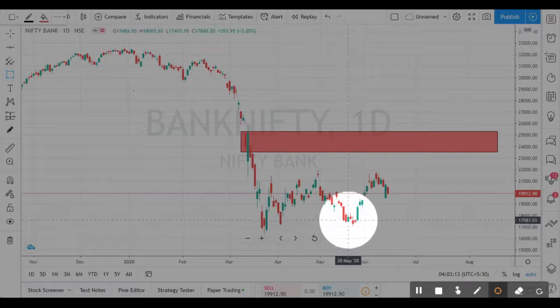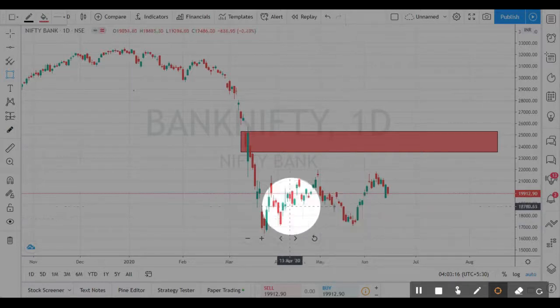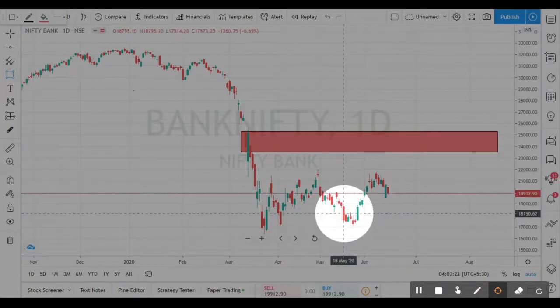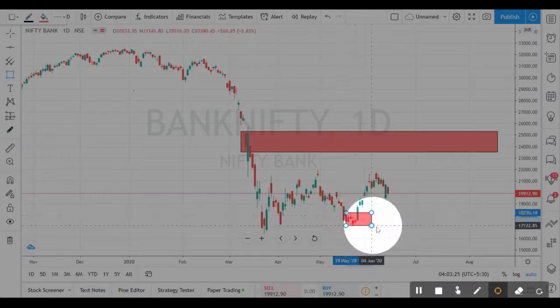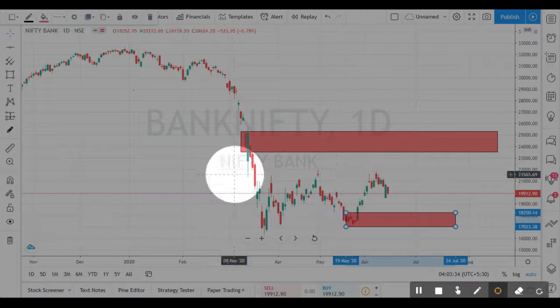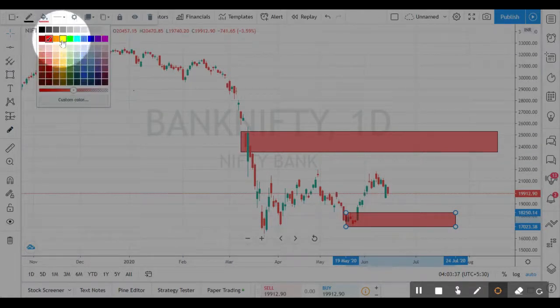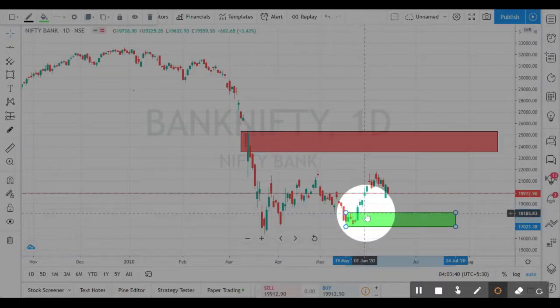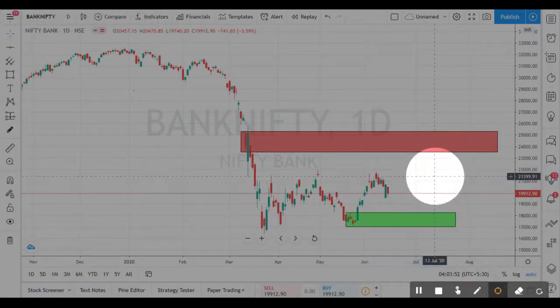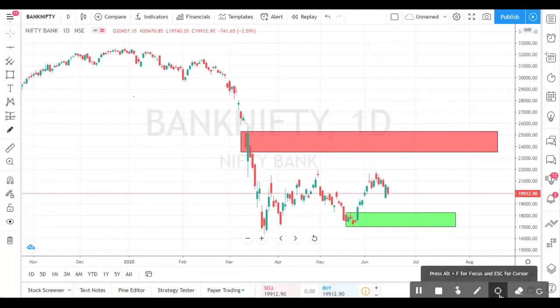From this small basing candle, small body candle, we will plot a zone by selecting rectangle. From the small body candle high and low, this will be our demand zone. We will give green color to our demand zone. So buyers are there at 18,250, sellers are there at around 23,500. So we have got our seller area and buyer area.